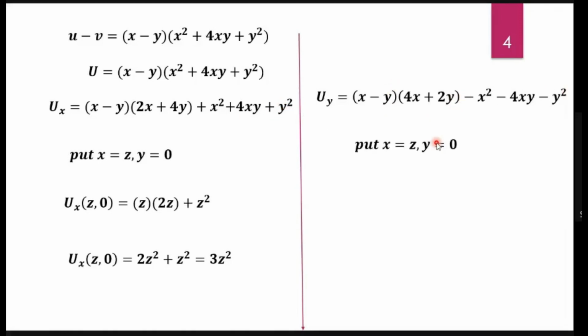ठीक है, तो अगेन पुट x इज इक्वल टू z, y इक्वल टू 0. तो ये हो जाएगा z, दिस इज 0. ये हो जाएगा 4z, दिस इज अगेन 0 माइनस z स्क्वायर. अगेन दीज टू टर्म्स आर 0. ओके, सो अगेन 4z square minus z square, that will become 3z square. Now the procedure is remaining the same. Only thing, it is capital U. Okay, so we have got capital Ux as 3z square, capital Uy as 3z square.